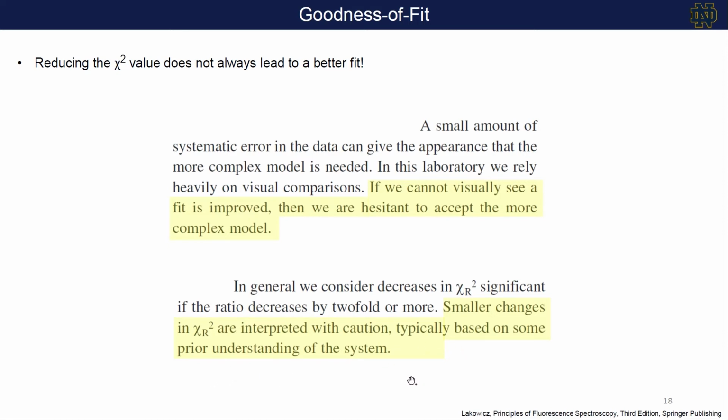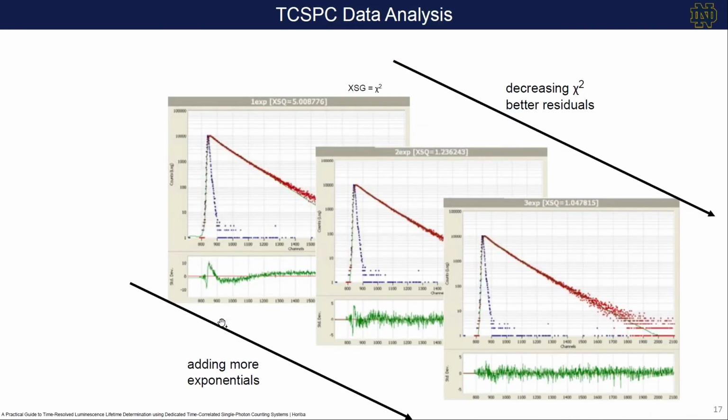So again, even though I've just mentioned it's good to have a low chi-squared and it's good to have randomly distributed residuals, at some point you have to take a step back and say, visually, is the fit improved? And also, is a complex model actually reasonable in this case? Additionally, he makes this mention of decreasing the ratio of chi-squared. If you go back to this example, you can see a chi-squared reducing from 5 to 1.2. That's a pretty big difference. But when you go from 1.2 to 1.04, that's not really much of a difference.